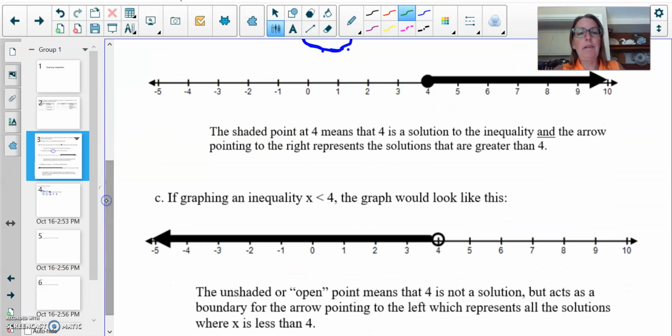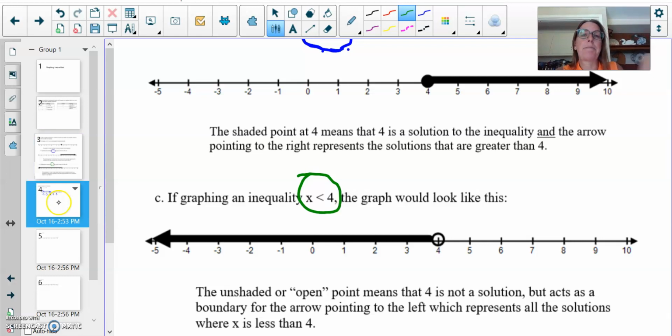Our next example, graph the inequality x is less than 4. Now in this case, the value 4 itself does not make the statement true. It actually makes it false. So to show that, we put an unshaded or open point at 4 because it is not a solution, but acts as a boundary for the arrow pointing to the left, which represents all the solutions where x is less than 4. So we have an open point at 4 and we shade towards the left this time.